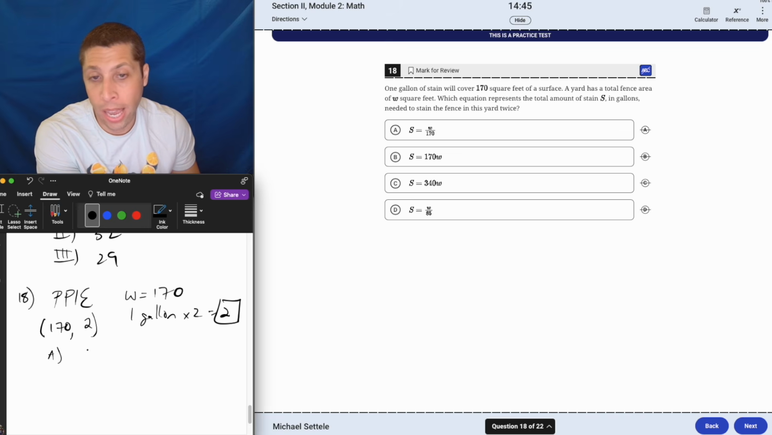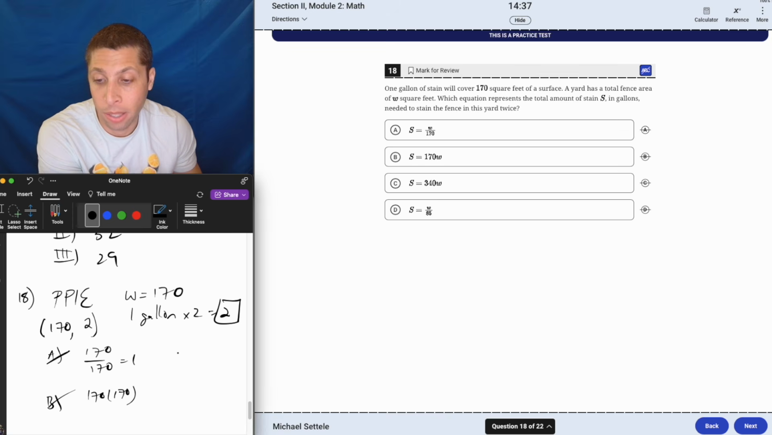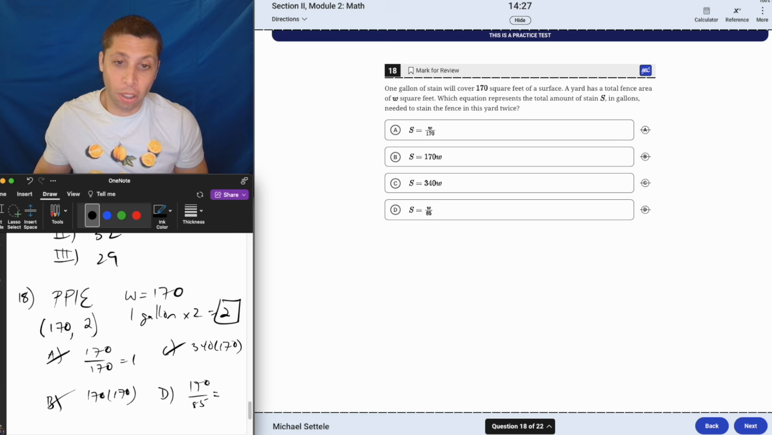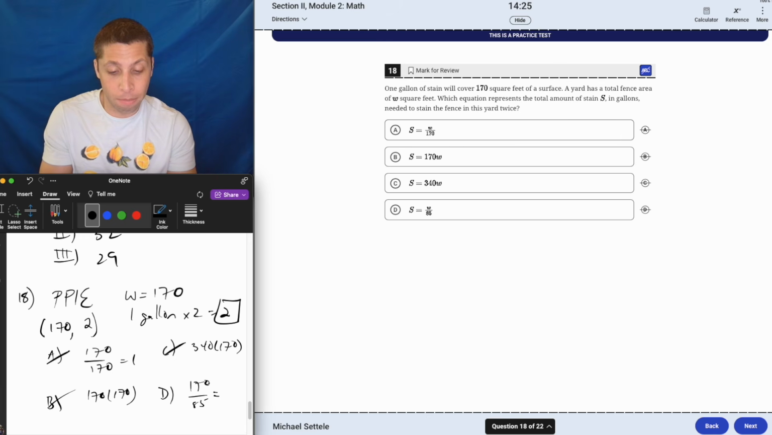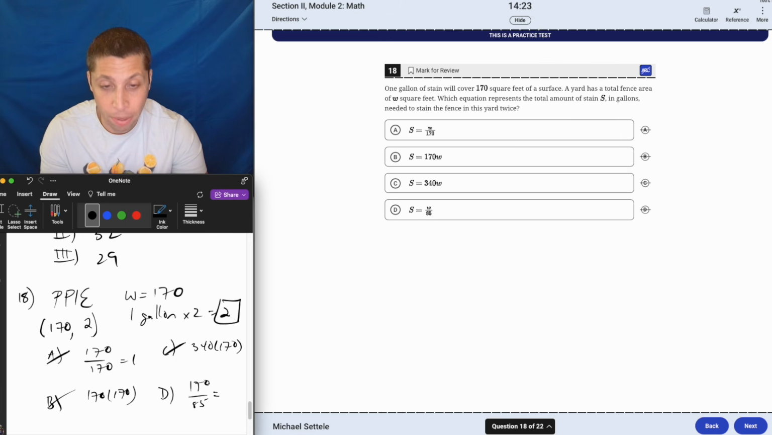Well, A would be 170 over 170, which is 1. No. B would be 170 times 170. Crazy big number. No. C would be 340 times 170. Crazy big number. And D would be 170 divided by 85, which we're going to verify, but I'm pretty much guaranteed to make it 2.